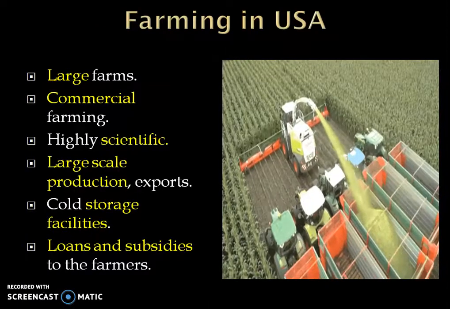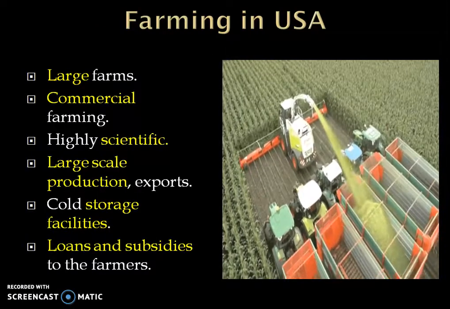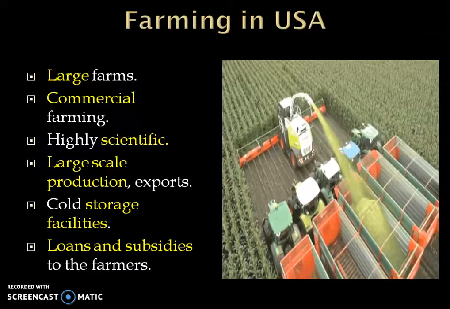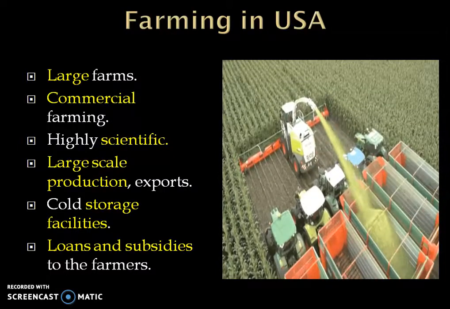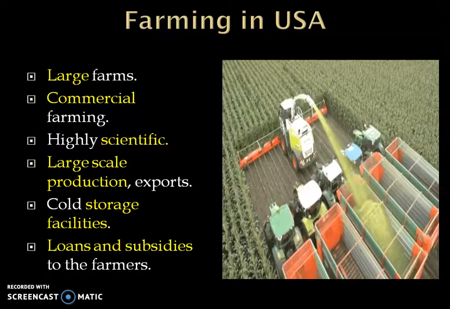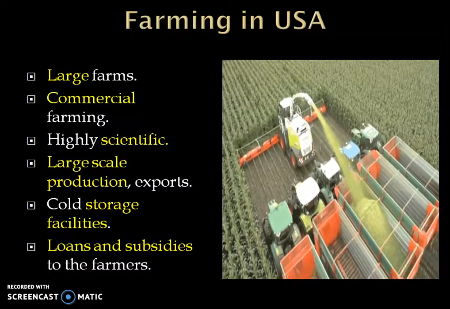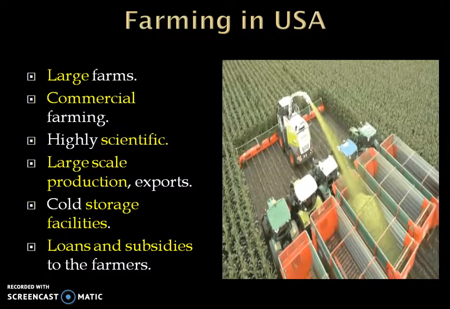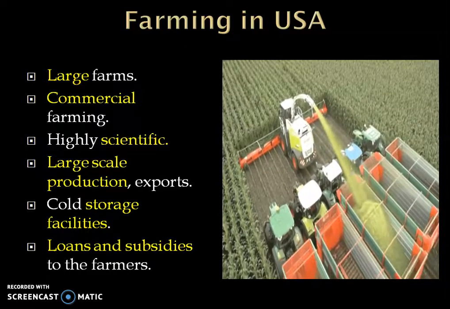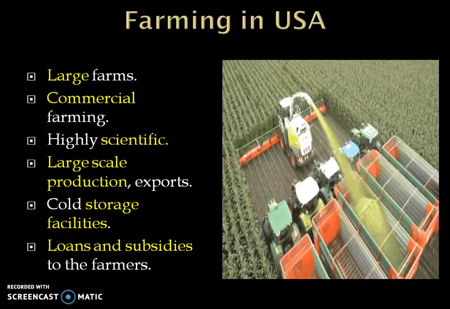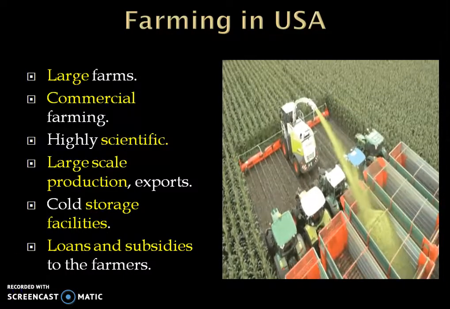Now, look at the features of farming in USA. First, large farms. In the USA, average size of farms is very large. The average size of land holding is about 200 to 300 hectares, which is very large compared to the Indian farms. Second, commercial farming. Farming is mainly commercial type. Farmers grow crops mainly to sell in the market and to export and earn huge profit.